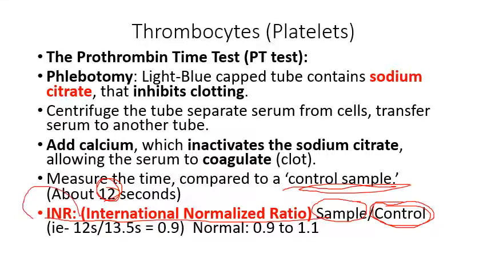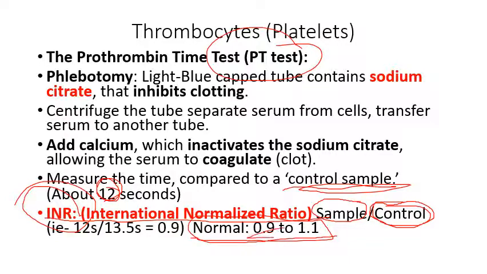Right? So I could ask you on the final what the INR is. Which test is it part of? It's part of the PT test. And what does it mean? It tells you whether the blood takes a longer period of time or a shorter period of time to clot. Right? So normally, if your blood is normal, the INR should be 0.9 to 1.1.